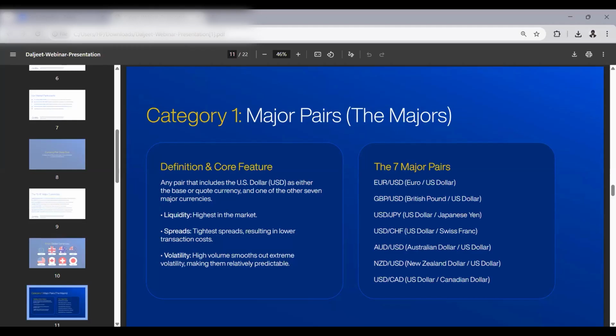So what are those pairs? We have 7 pairs. Euro USD, that's one pair. GBP USD, that's the second pair. USD JPY, that's the third pair. USD CHF, that's the fourth pair. AUD USD, that's the fifth pair. NZD USD, that's the sixth pair. And USD CAD as the seventh pair.